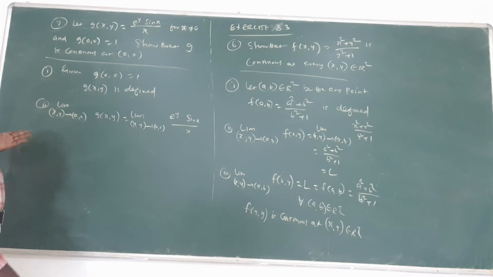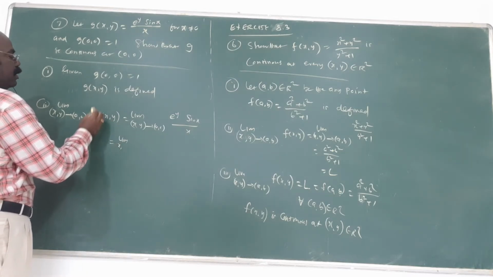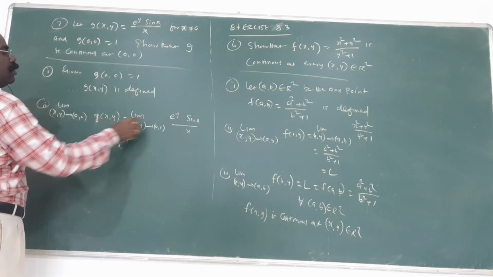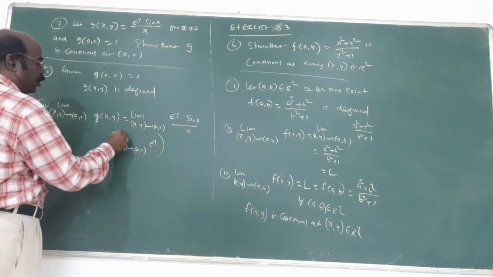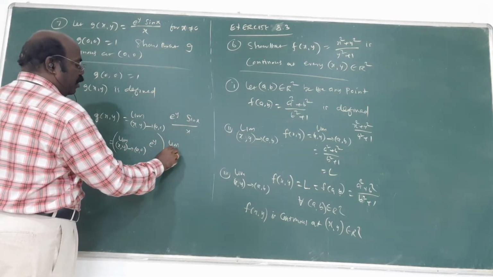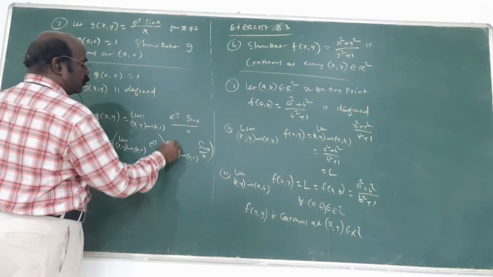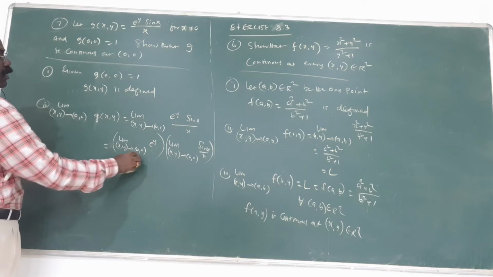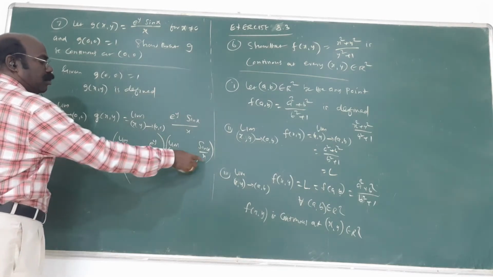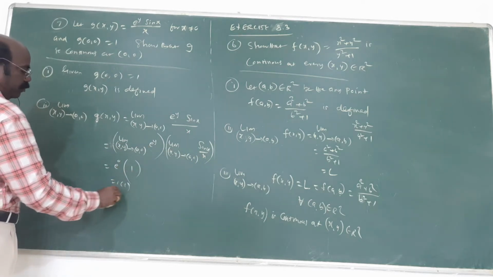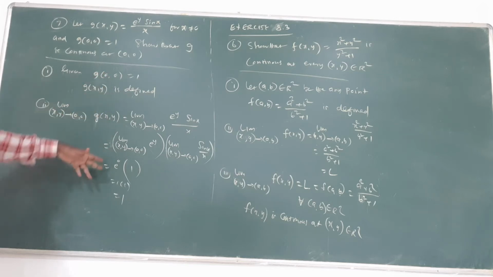Already given. Now the limit exists. Substitute the g(x, y) value. This can be written separately: e power y into limit of (x, y) tends to (0, 0) of sin x by x. Am I right? Y is 0, so e power 0 is 1, and sin x by x, as the limit tends to 0, is 1. Am I right? All are equal now.